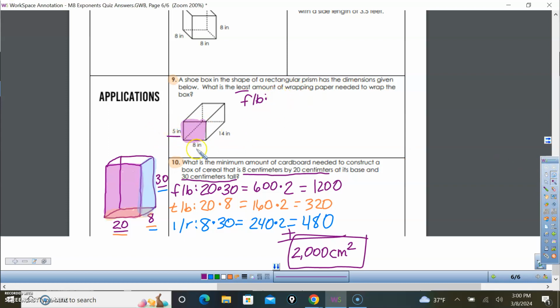And my front is 5 by 8. I multiply those to get 40, and then I multiply by 2 to get 80. I was a step ahead of myself there. Next up, I'm going to do the top and the bottom. And I can see that is 8 by 14. So I am going to multiply 8 by 14, and that gives me 112. I'm going to double that to get 224.